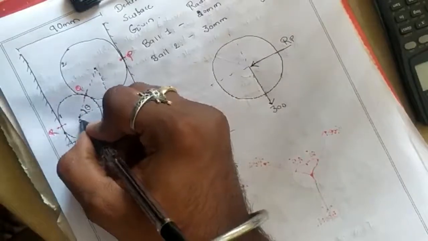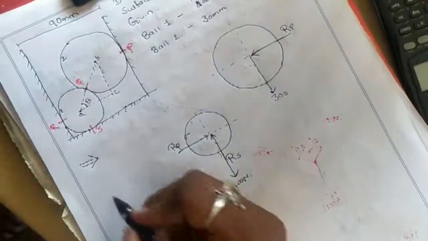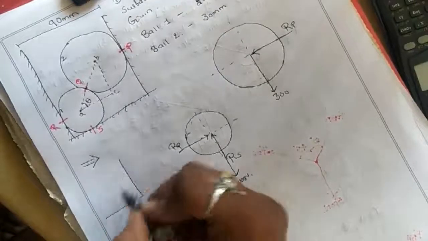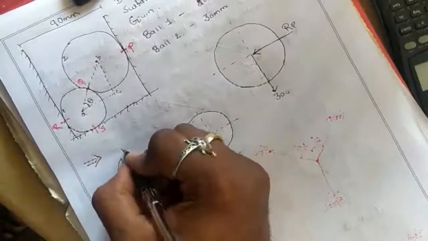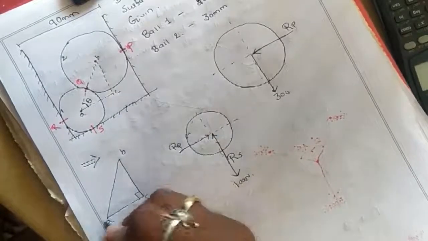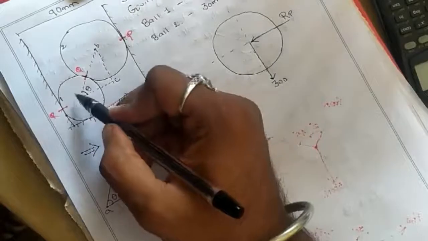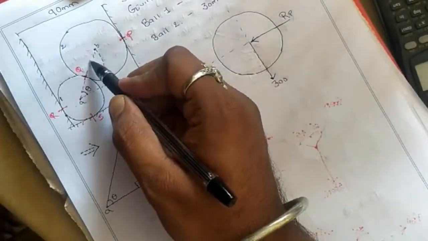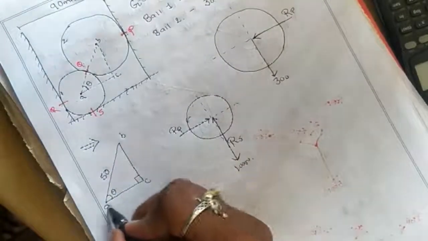Let these be small a, small b, small c. You can see I am drawing the triangle here. This is a, this is b, this is c, this is the perpendicular, this is theta. What is AB? AB is the radius of the lower ball plus the radius of the upper ball. Radius of lower ball is 20, this is 30. 20 plus 30 is 50. So this is 50.